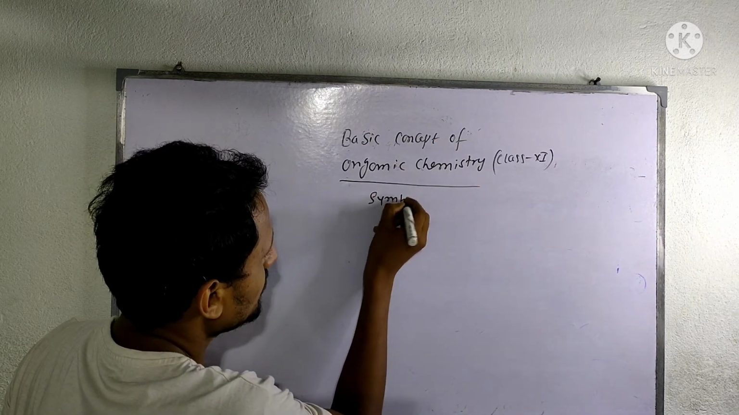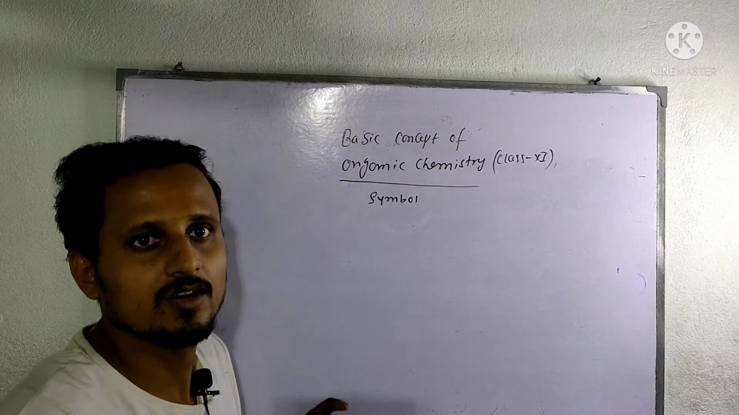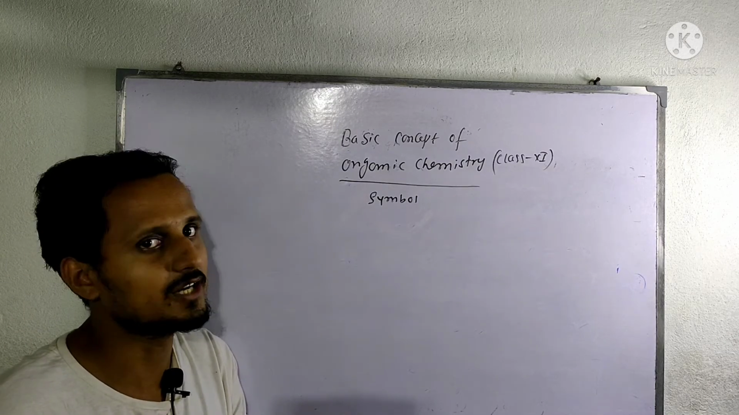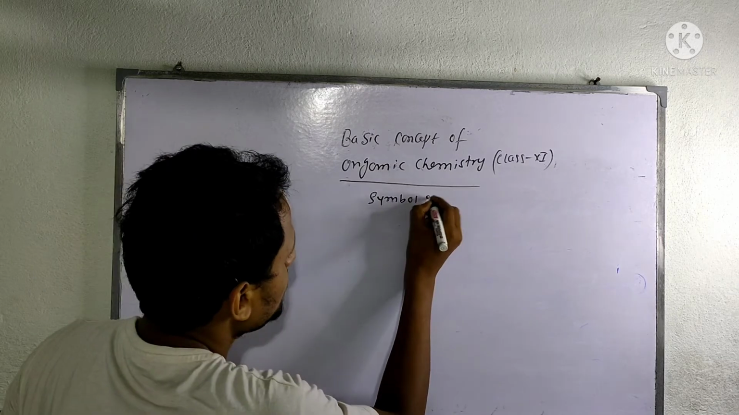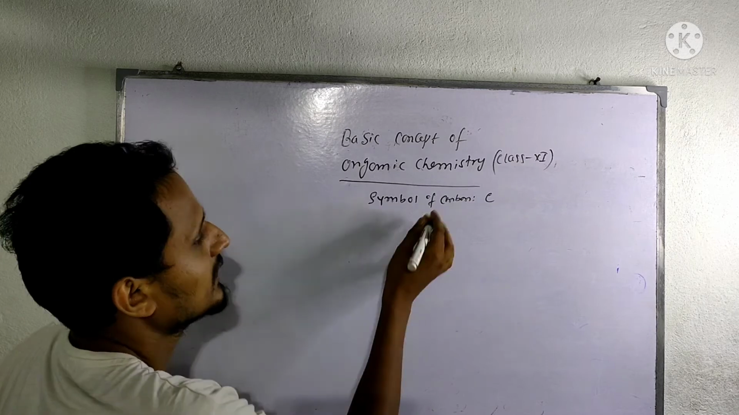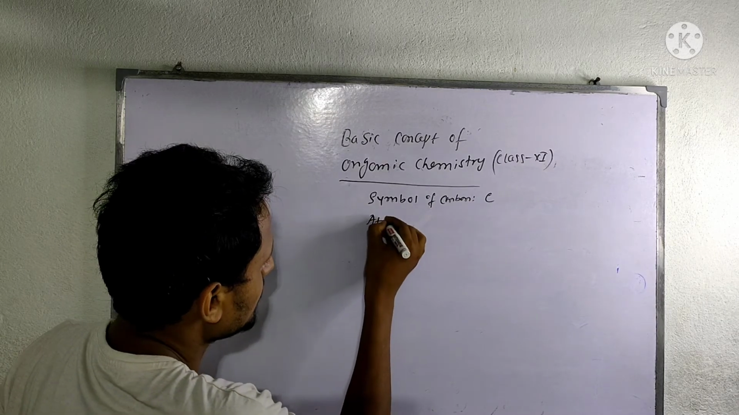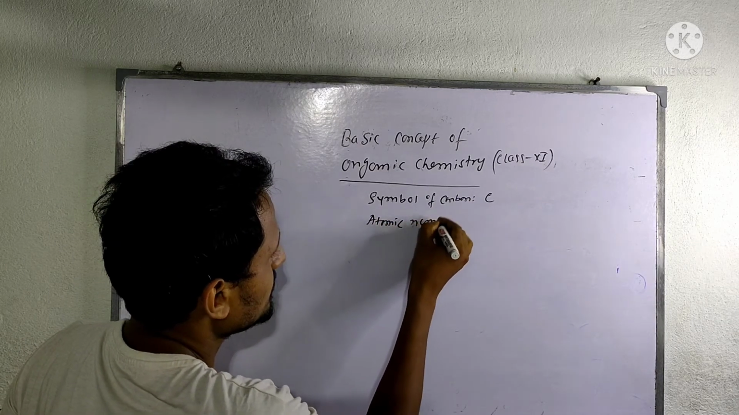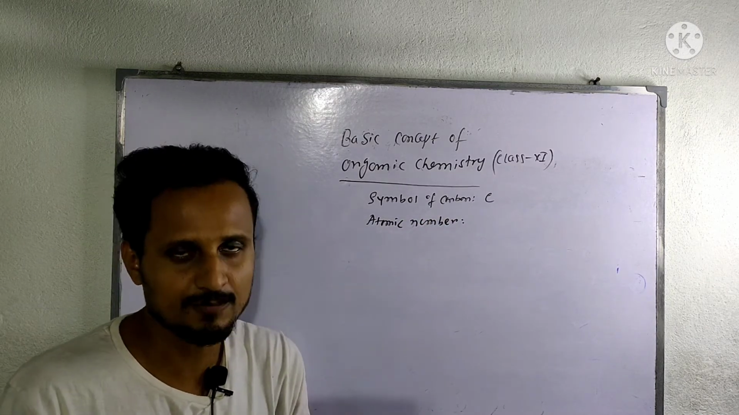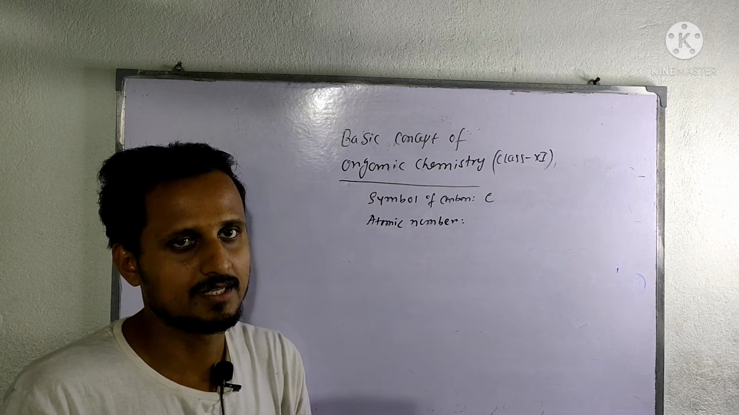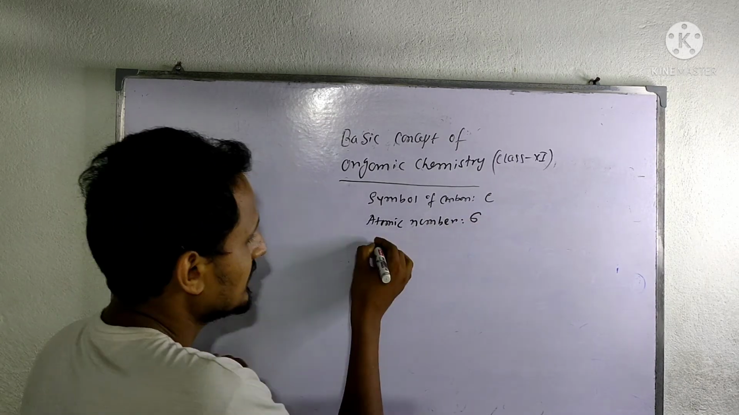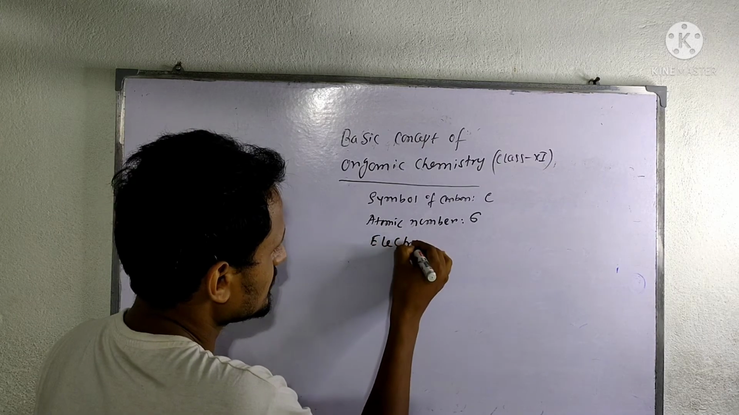The symbol of carbon. Carbon is an element, and it consists of a large number of smallest particles called atoms. The symbol of carbon is C. Now the atomic number of carbon. Atomic number means the number of protons present in the nucleus of an atom. For carbon the atomic number is 6. That means the electron number is also 6.